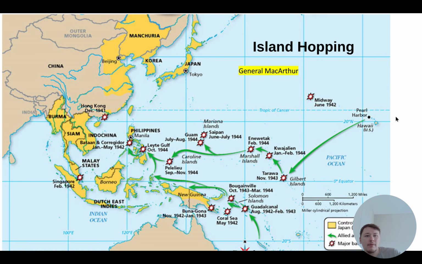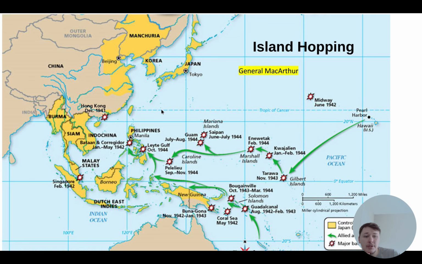This is just a map of what was going on in the Pacific theater. We had this strategy which we called island hopping, where, as you'll see, we're skipping from island to island to island, finding the different islands that we want to attack and avoiding the ones we don't want to attack. We leapfrog our way across the Pacific over the course of the war to get close to Japan.